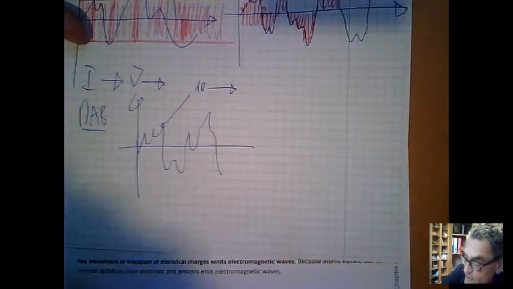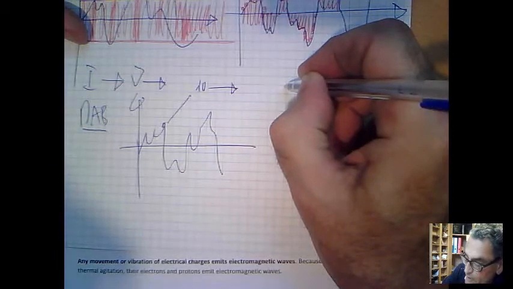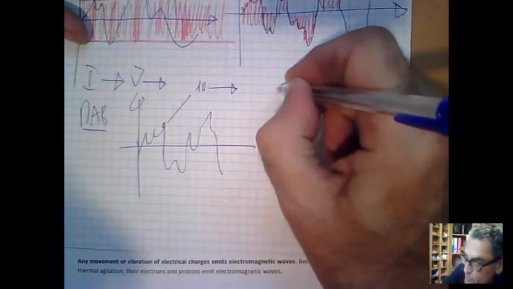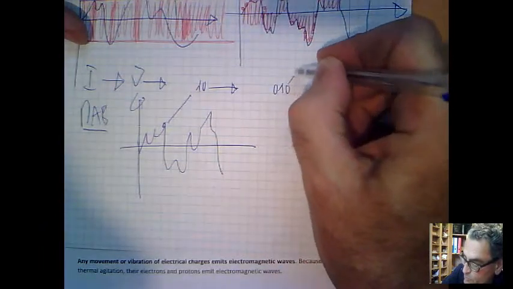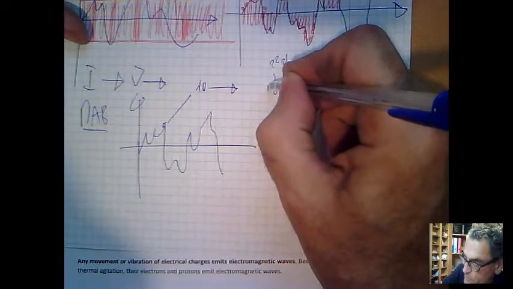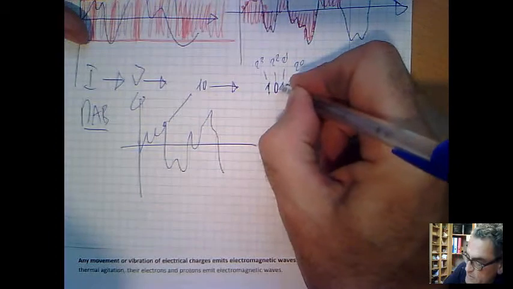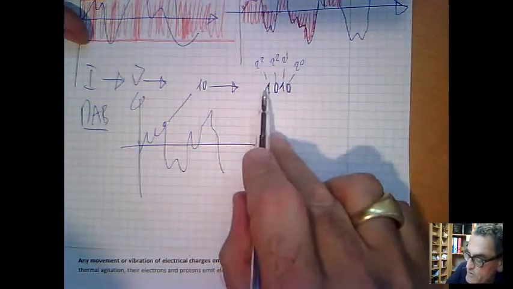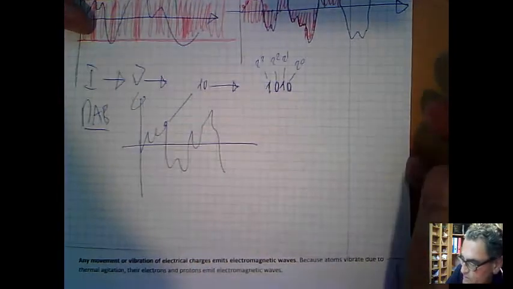Okay, so 10 in binary is 2 to the power 3 plus 2 to the power 1. So this is 2 to the power 0, 2 to the power 1, 2 to the power 2, 2 to the power 3. Okay? 10 in binary numbers is 1010. If you want me to explain how this works, I can. It has nothing to do with this course, but I can.